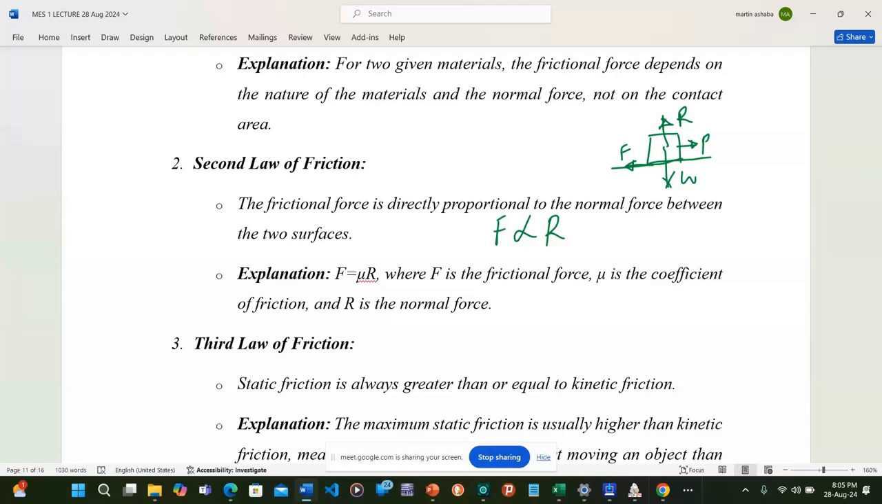And so the frictional force is directly proportional to R, capital R, which is the normal reaction or the normal force. If we introduce an equal sign, then there should be a constant of proportionality. And that constant of proportionality is what we shall call the coefficient of friction. Now, we are saying F is the frictional force, mu is the coefficient of friction, and R is the normal force, or what we shall always call the normal reaction.